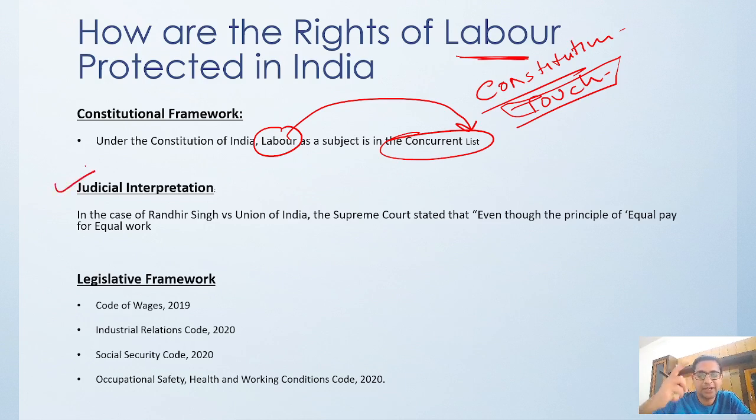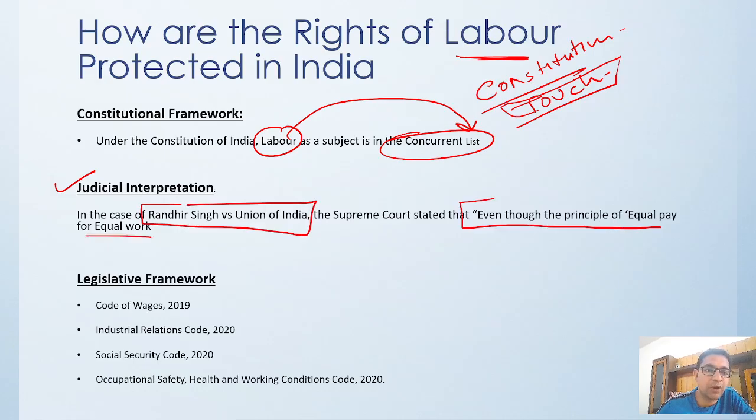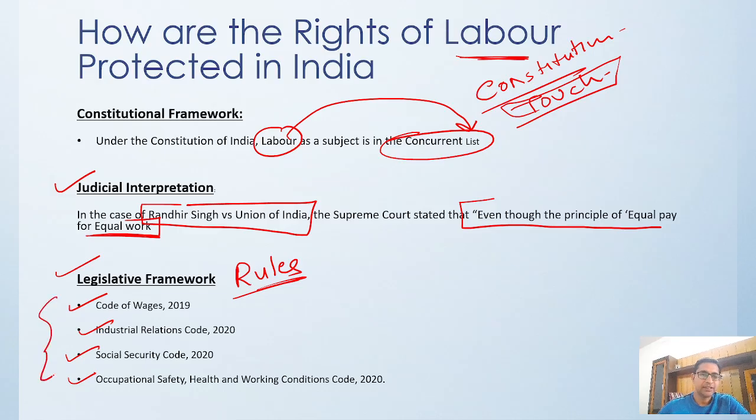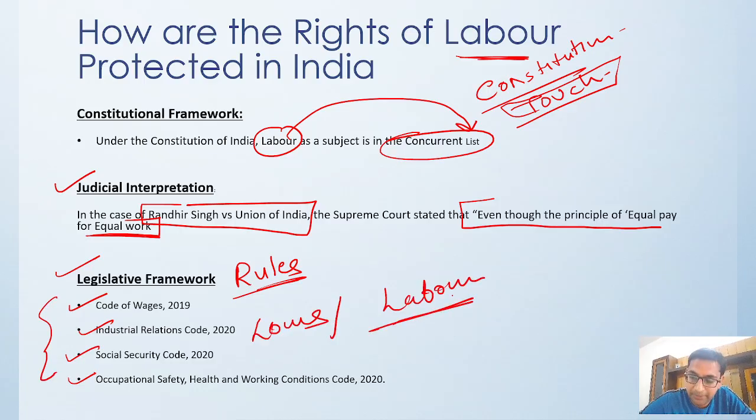The judiciary has given judicial interpretation also for that. In Randhir Singh versus Union of India, the Supreme Court upheld the principle of equal pay for equal work: if you are doing the same work, the female will get the same amount as given to the male. Then legislative, that means rules made by our government: code of wages, industrial relations, social security, occupational safety. These are all laws which protect the labor of our country.